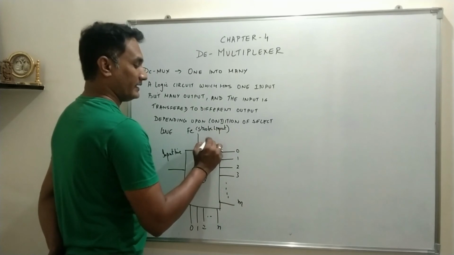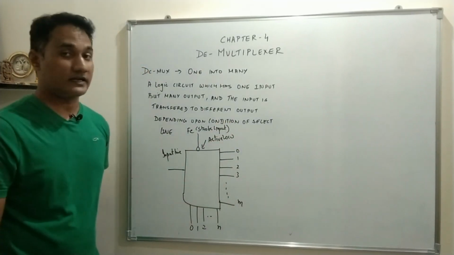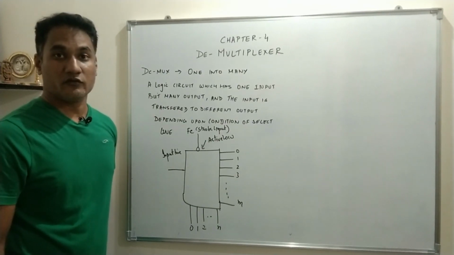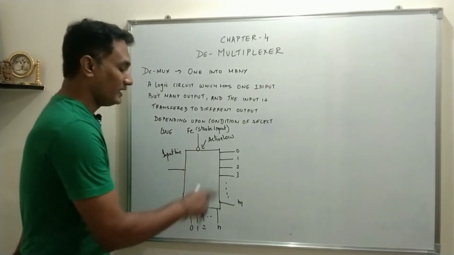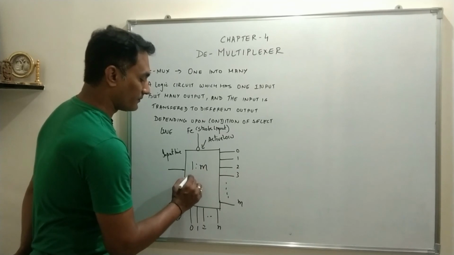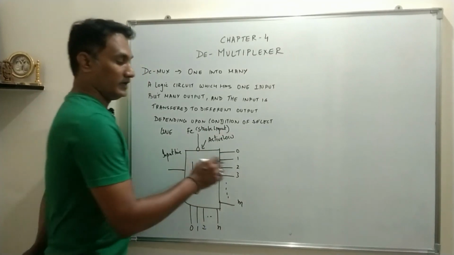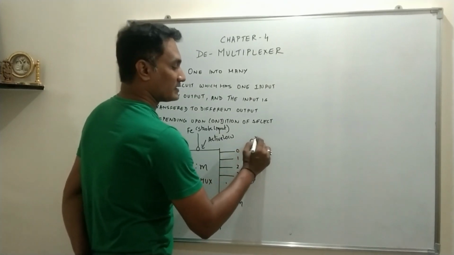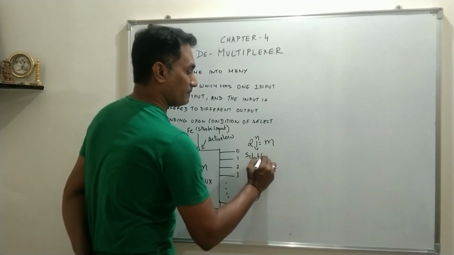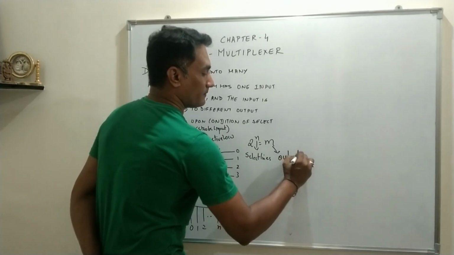active low. Active low means when you give 0, only then the entire chip will be activated, otherwise the chip will be deactivated. So this we can write as 1:m demux. Here also in demux there is a relationship between the number of select lines and the number of output lines.